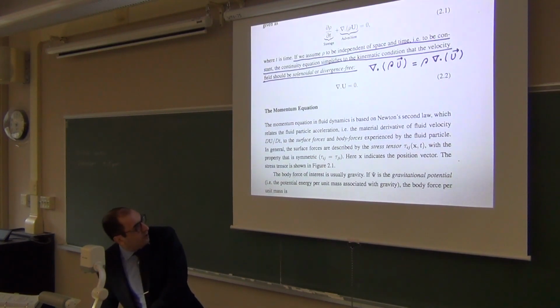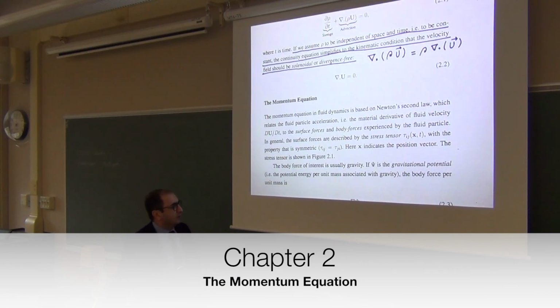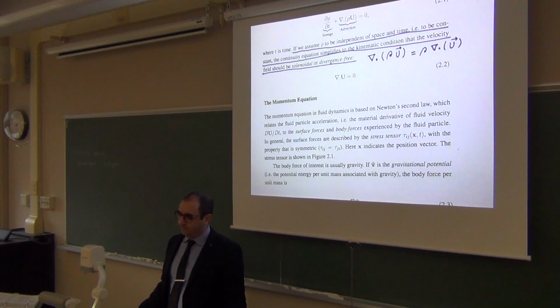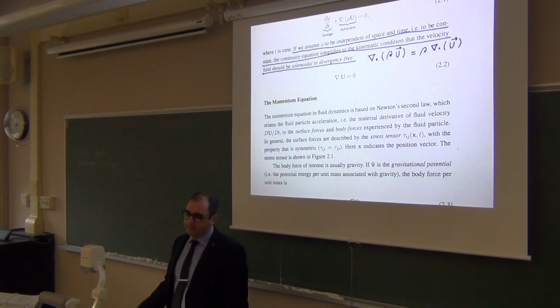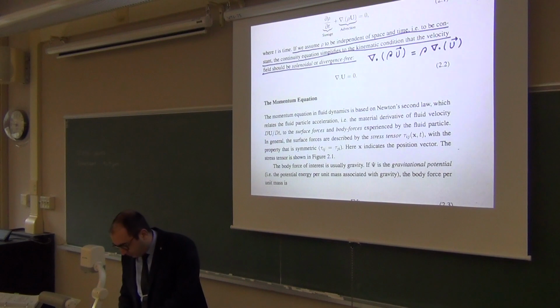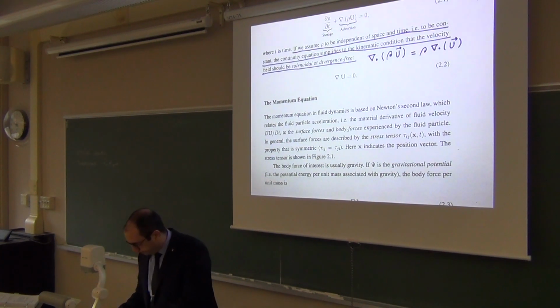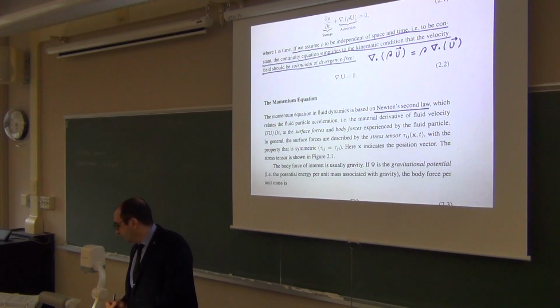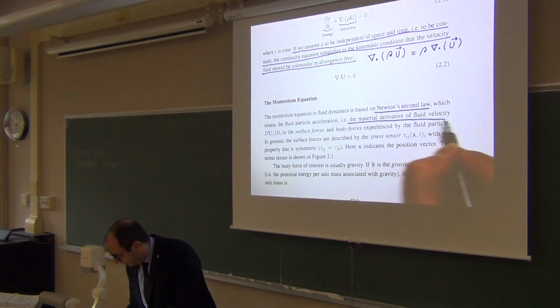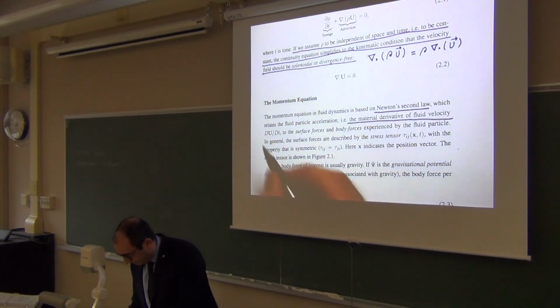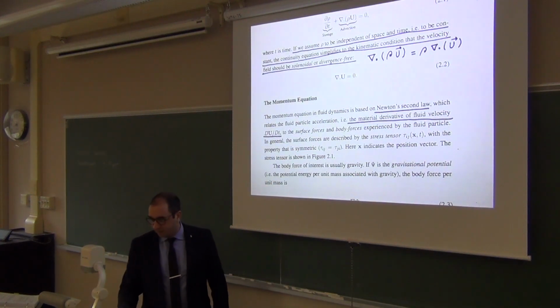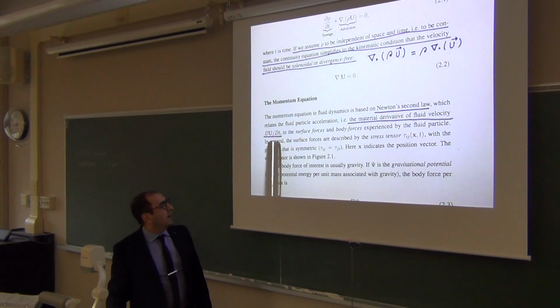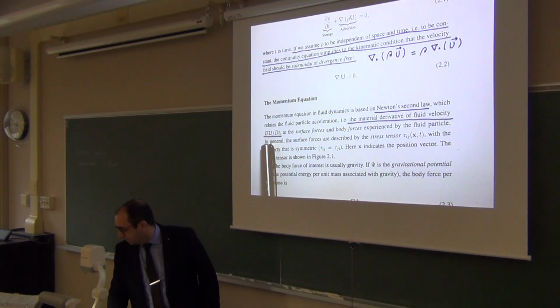The next equation we should discuss is the momentum equation. Let's think about it, F equal to ma. I want to teach you the F equal to ma in fluid dynamics. It's the same equation, but for fluids. So the momentum equation in fluid dynamics is based on Newton's second law, which relates the fluid particle acceleration, in other words, the material derivative of the fluid velocity. This symbol we know as the material or total derivative. I will explain it in detail in a bit, right?